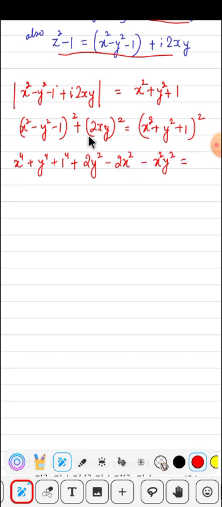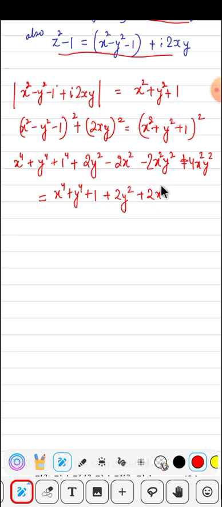And I'm sorry, there is one more thing. Here is 2 and also plus 2, it will become 4x²y², and this is equal to this one: x⁴ + y⁴ + 1 + 2y² + 2x² + 2x²y². Now let us solve this equation.